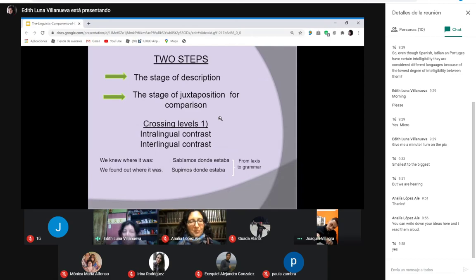So in order to make such contrast, sabíamos, supimos, what probably we need to do is to make use of lexical items. That is to say, different words. That is why knew is used for sabíamos and found out for supimos. So this is an example of crossing levels. The fact that we cannot explain these contrasts that are intralingual first. We cannot explain these contrasts by referring or by taking findings from one level. Clear so far? Any questions? Any doubts?